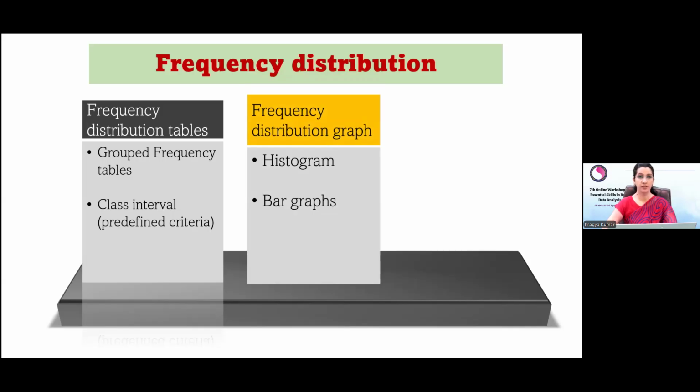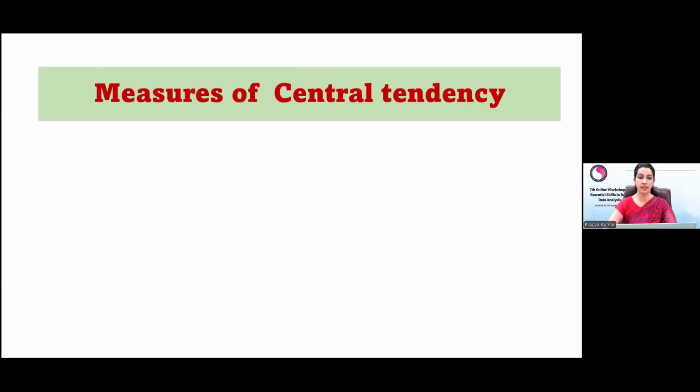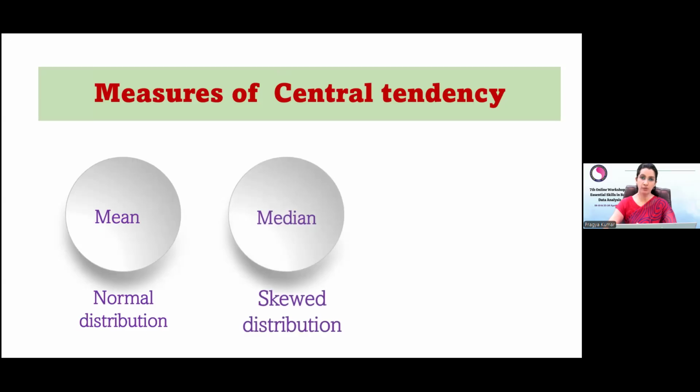Coming to the second, which is the frequency distribution graph. So like histogram and the bar. This histogram is for the continuous data and bar is for the categorical. And then there are percentiles like quartile, quintile and decile. Coming to the central tendency, you have got a mean. If the data is normally distributed, you report mean. You can report median also, but the preferred way is mean. And median is the preferred way if the distribution is a skewed one. We'll come to know how we diagnose whether it is skewed data or normal data.